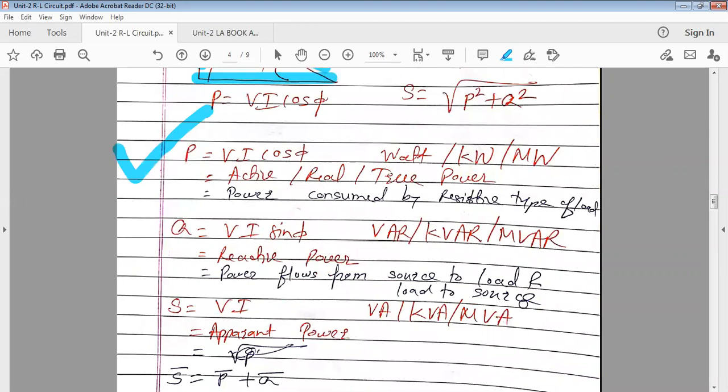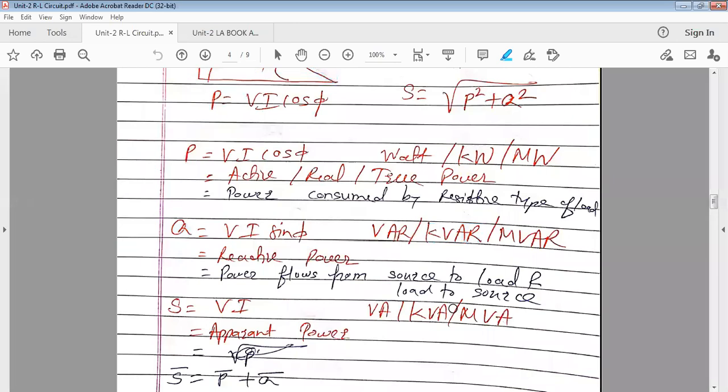Okay, sometimes in numerical you get asked to calculate Q, reactive power, but options given, suppose answer is 10 kVAR. So options given are 10 kVAR, 10 kilowatt, and 10 kV. What does it mean? Unit also you should know. Okay, so unit also keep in your mind.